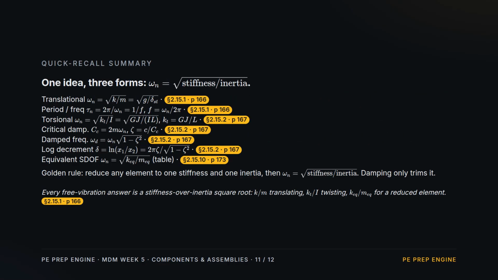Quick recall. Free vibration is one idea in 3 forms. The natural frequency is the square root of stiffness over inertia. Translating, that's K over M, or gravity over the static sag. Twisting, it's the torsional stiffness GJ over L over the mass moment of inertia. Reduce any real element to an equivalent stiffness and mass, and the same square root applies. Damping, the critical constant, the ratio zeta, the damped frequency, the log decrement, only trims that natural frequency. Golden rule, collapse to 1 stiffness and 1 inertia, then take the root.